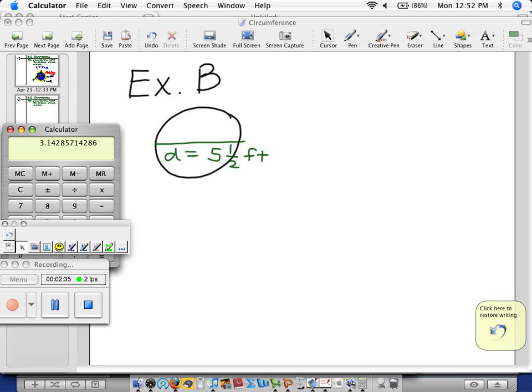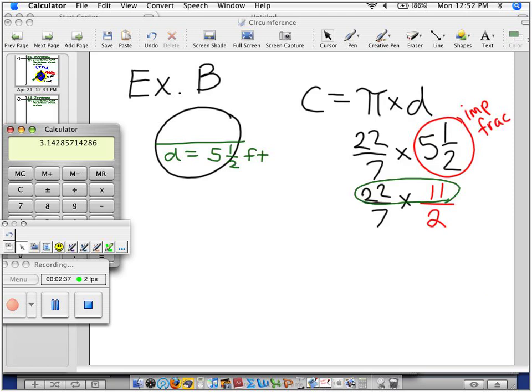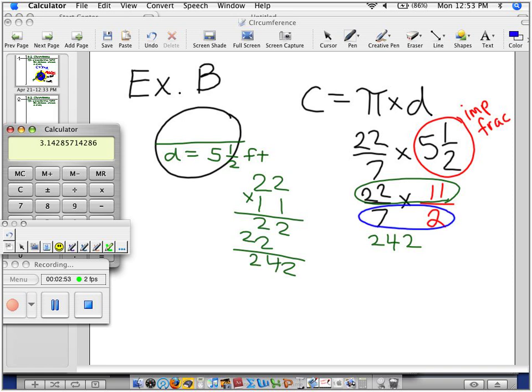Oh, shoot. It's not going to work. I've got to do it on paper. 22 times 11 is 242. And then on the bottom, 2 times 7 is 14. Is that my final answer? Yeah, that's the improper fraction.